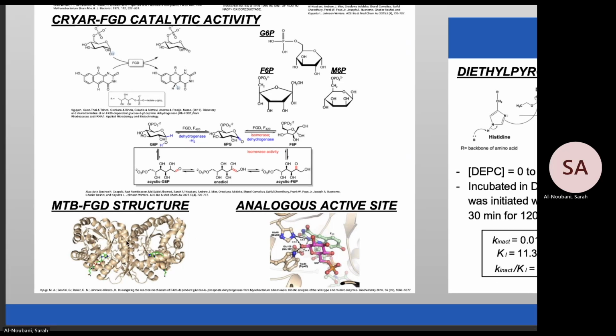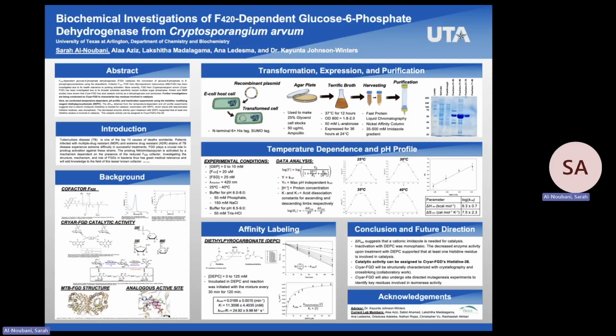This is a closer look at the active site of this protein. The amino acids of Crier that have been identified as analogous to those in MTB-FGD's active site have been found to be histidine 38, tryptophan 42, and glutamate 107. Crier FGD has not been structurally characterized, so we cannot be certain of its active site unless catalytically characterized.